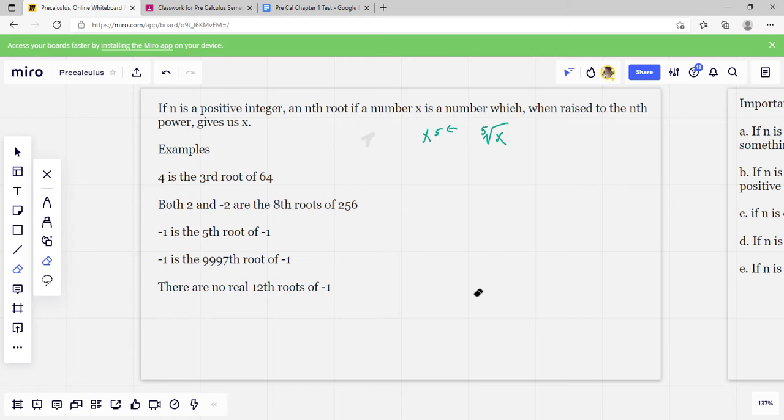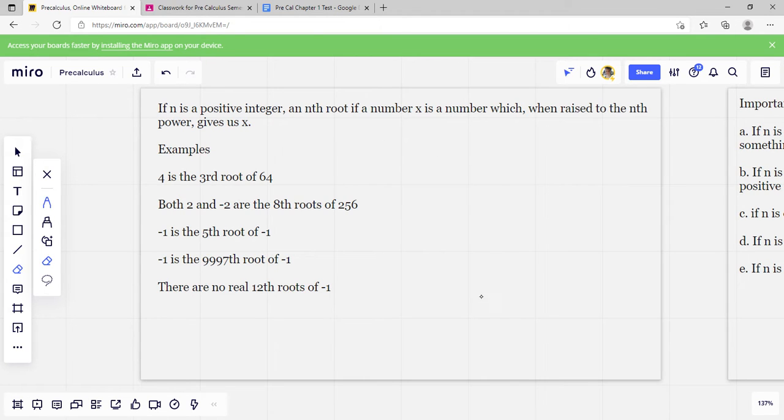So nth roots just mean what would undo. Like that's a square, here is a square root. Those undo each other. Right? X to the n is the same thing as saying, to undo that, we're going to need the nth root of x. Okay? Nth just means it could be any number.